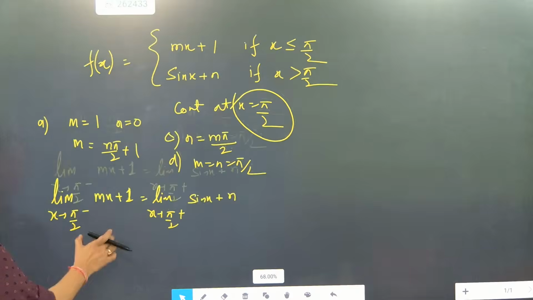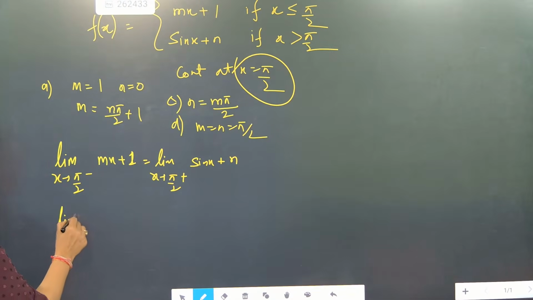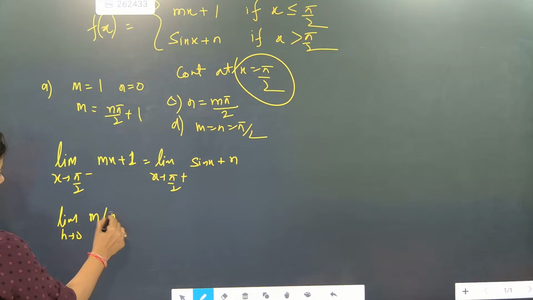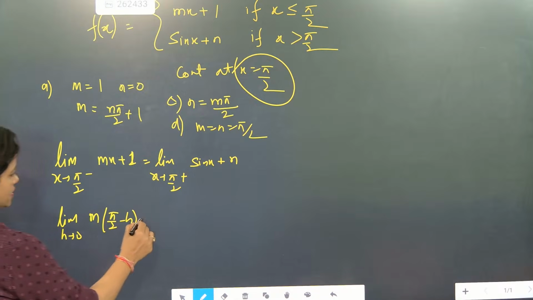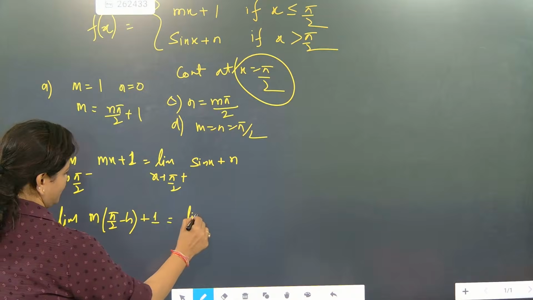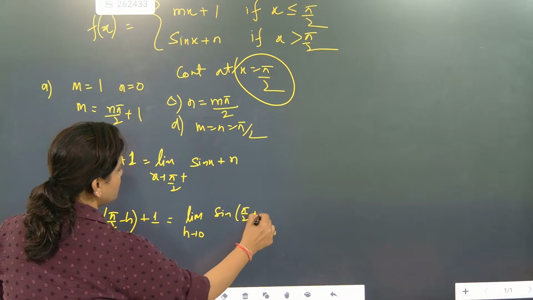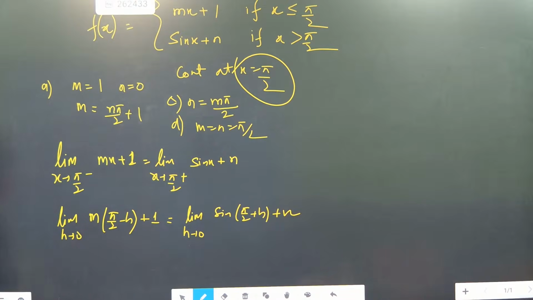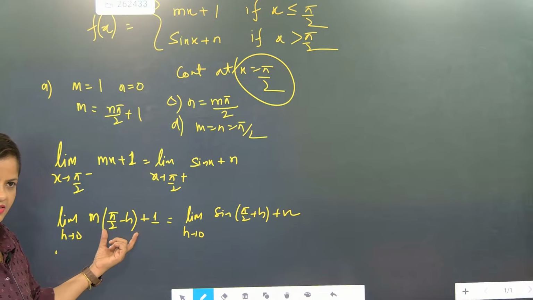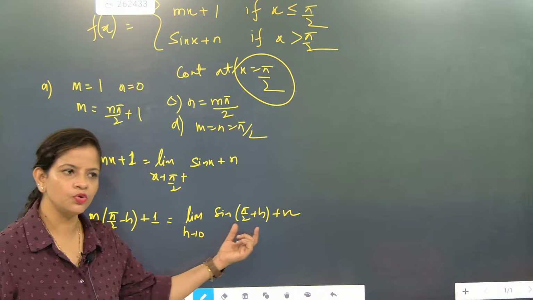One shot I will take, and I will write here only one thing. Limit h tends to 0, here pi by 2 minus h will come. It will become m into pi by 2 minus h plus 1. And here limit h tends to 0, it will become sin of pi by 2 plus h plus n. Correct now? Did I do any crime? Then check nicely below. Any crime I did? Left side means pi by 2 minus. Right side means pi by 2 plus.